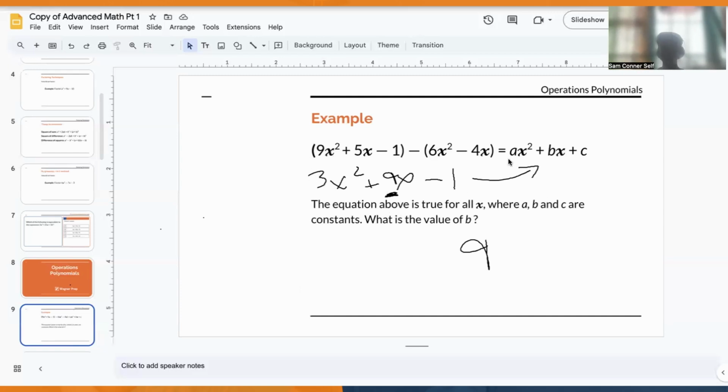On the test, of course, you're welcome to do it out like I just did, going through all of the terms and adding them all up so you get this whole equation. But if they're only asking for one value, my advice would be to just simplify this term. So instead of doing the 9x squared minus 6x squared, just go right to the 5x plus or minus negative 4x to get that 9x and get that answer of b.